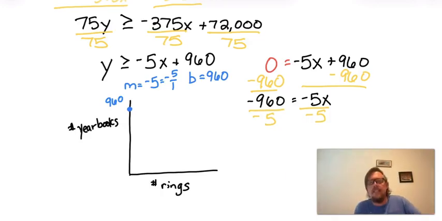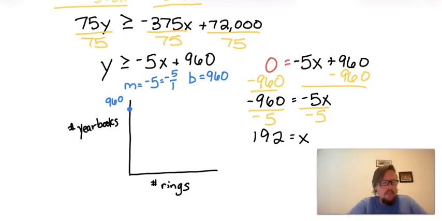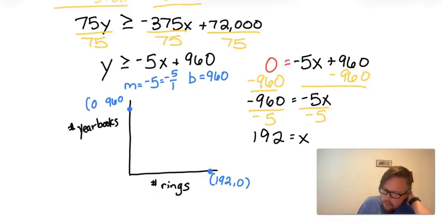So 960 divided by 5 is going to be, let's see, that'll be 192. I think 192, but as long as I've got a calculator, why not check? I think it's 192. It's not 192. I'm going to be so embarrassed. So 960 divided by 5. Oh, thank goodness, 192. So that means I'm going to have an x-intercept of 192, 0, and this was 0, 960.